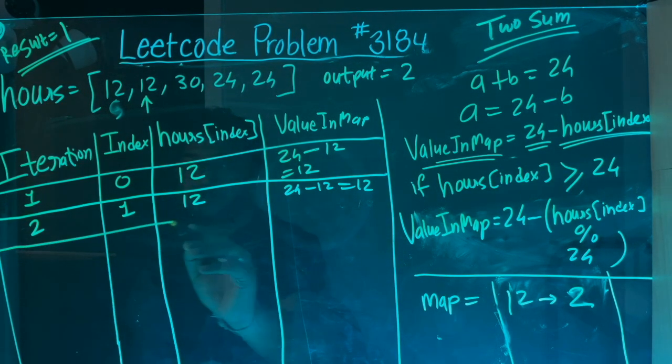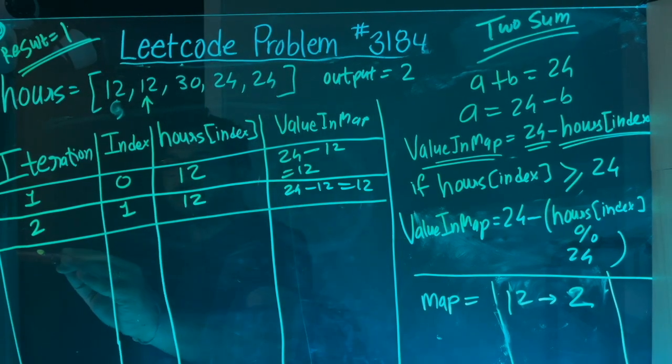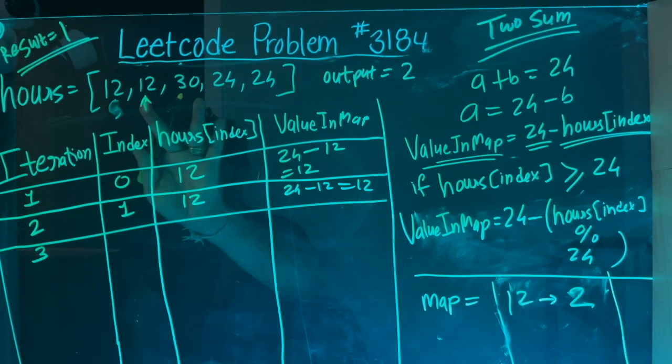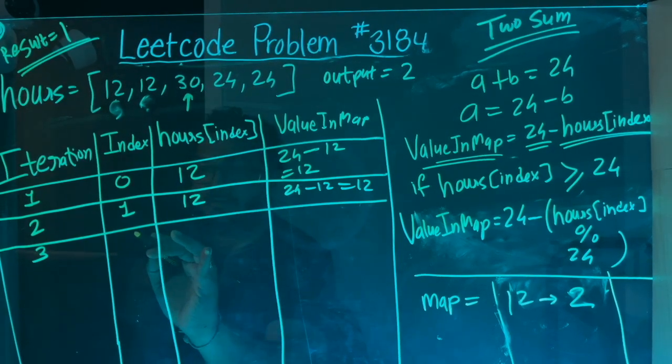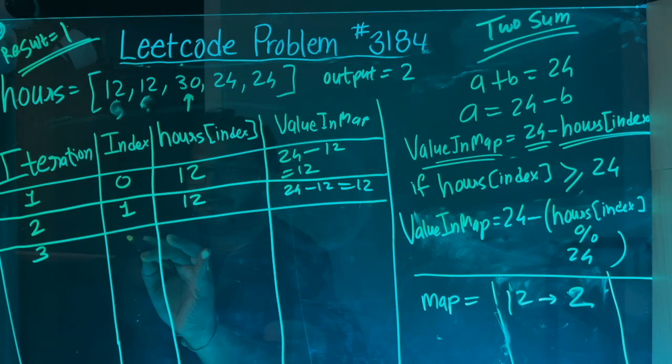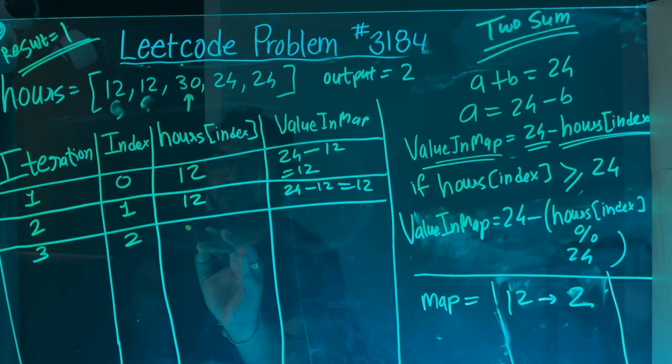Third iteration. In our third iteration, our index is at 2, and our value in the map is 30.